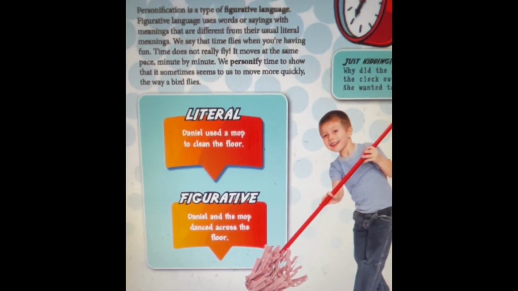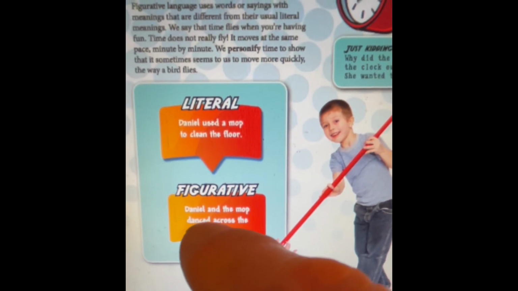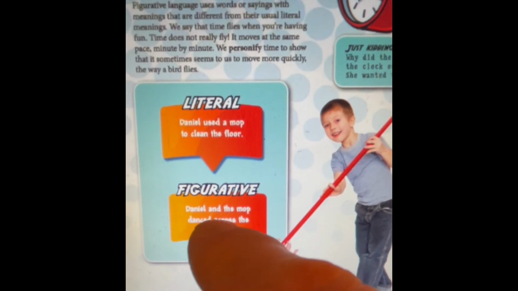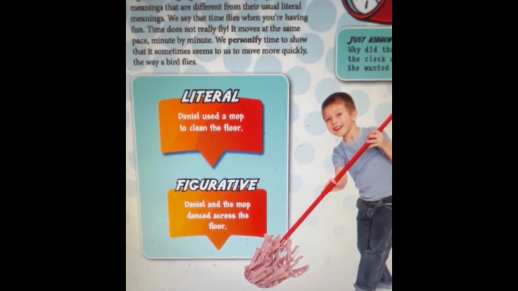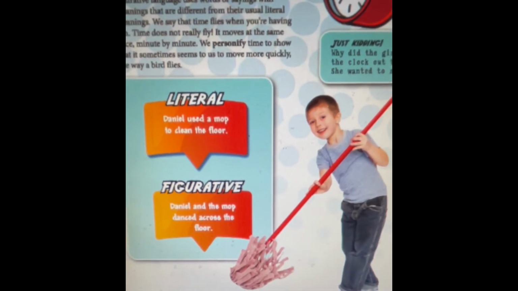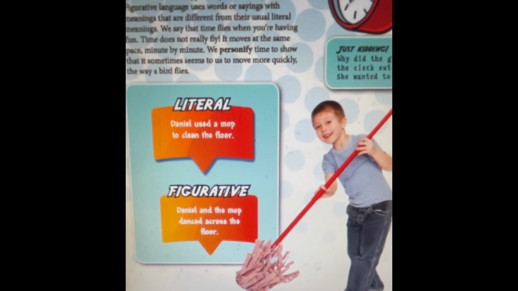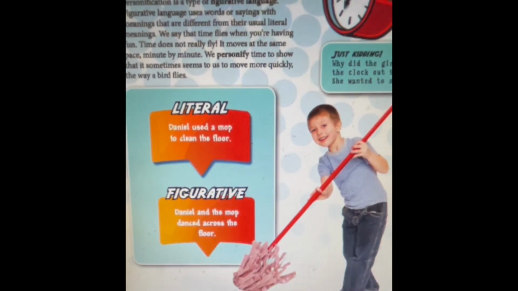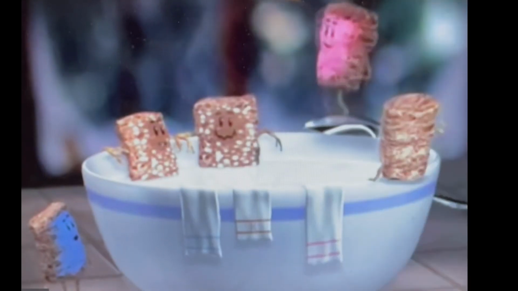He's mopping the floor. But if we added in some figurative language, and in this case, personification, Daniel and the mop danced across the floor. Well, Daniel can dance, but a mop cannot. So that's personification. Daniel and the mop danced across the floor. So there's another example.